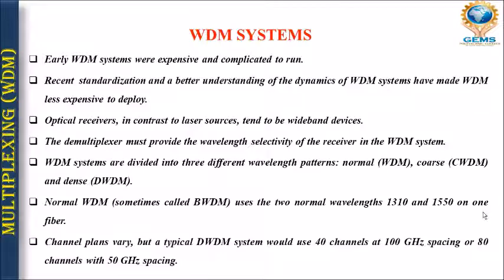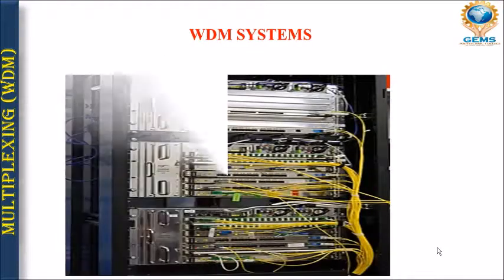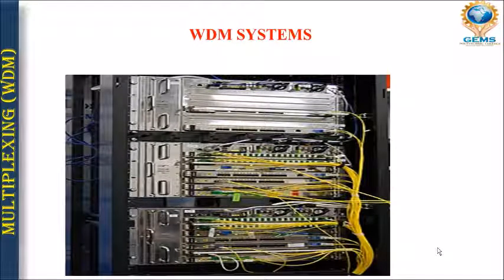The channel plan may vary, meaning that while establishing WDM, the plan of the channels may vary, right? But whenever we are talking about dense WDM, it uses 40 channels at 100 gigahertz spacing, right? And for 80 channels we are using 50 gigahertz spacing. There is a good diagram of your WDM system. Through this you can well understand how the WDM system works, right?